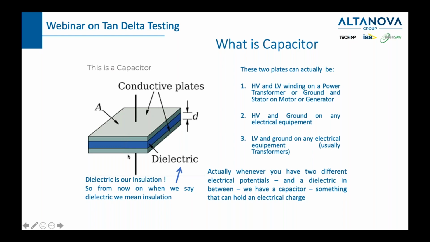be a ground. Let's say this is a ground, or in the stator on a motor or a generator, or it can be a high voltage and ground in the transformer, or it can be low voltage and ground in a transformer. So whenever we have two different electrical potentials and the dielectric in between, we have a capacitor, something that can hold an electric charge. Now, this is not intended necessarily to be in a transformer or a generator, but it's there, it cannot be escaped, and that's why we decided to use this to describe the health of our insulation.